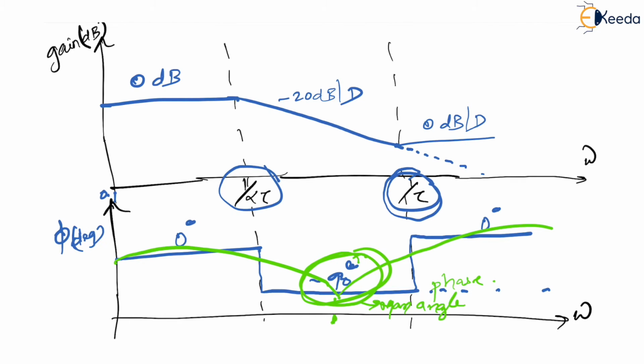Now what is the frequency at this maximum point? Definitely it is going to be 1 by tau into root alpha. Now I will apply this lag compensator to our same unstable system and check what exactly happens there, and whatever happens there is very interesting. Stay tuned.